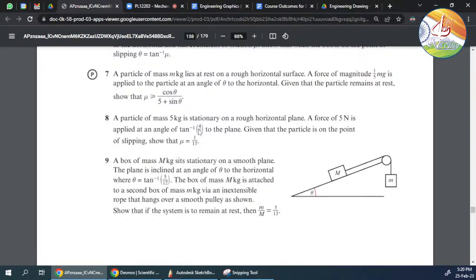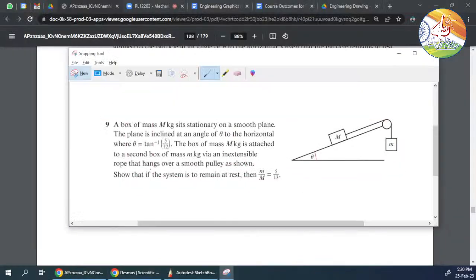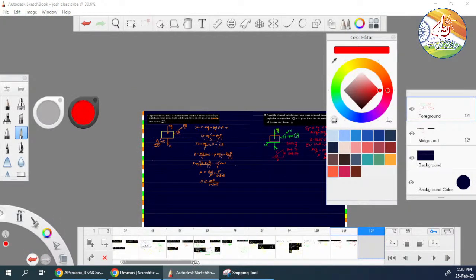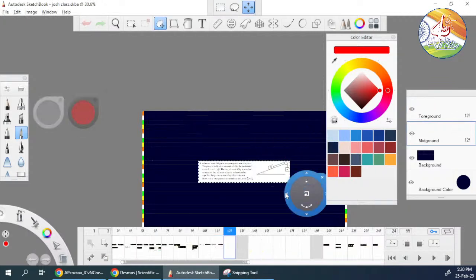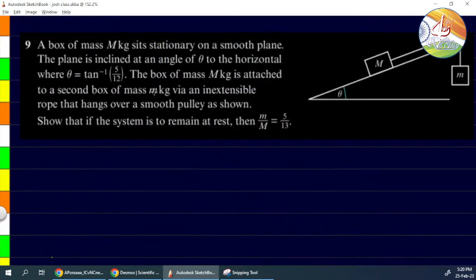Next, this 8th one is over. 9th one, let us take. A box of mass capital M kgs. So the weight of the box is M into g, M kgs. It is sitting stationary on the smooth plane. Smooth plane means mu is 0.